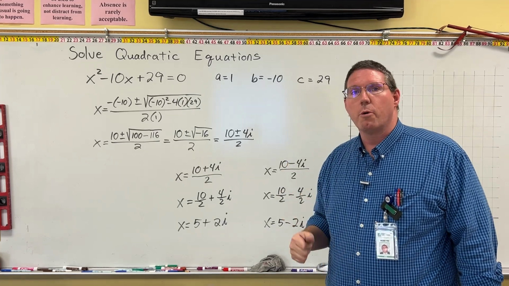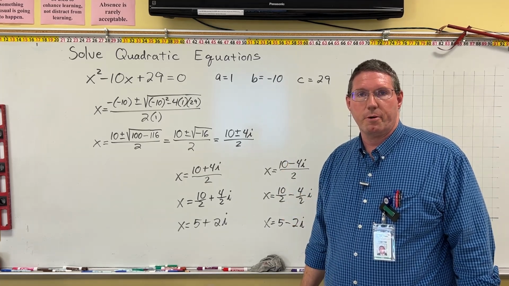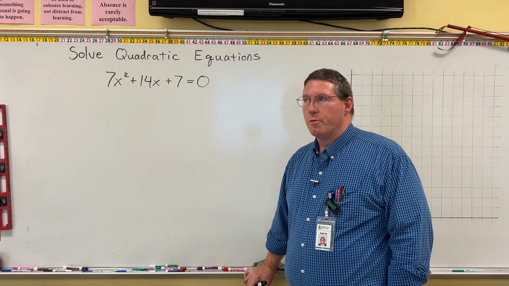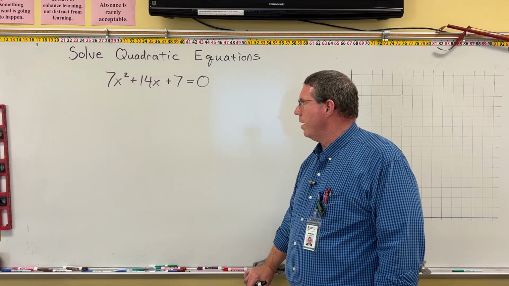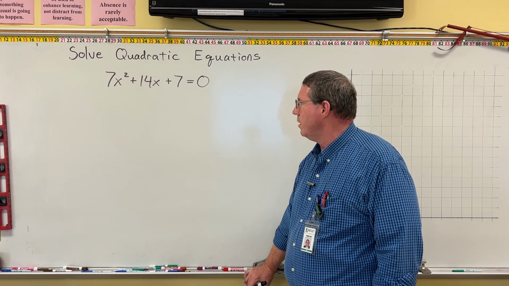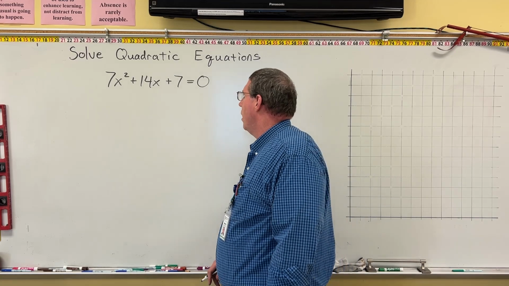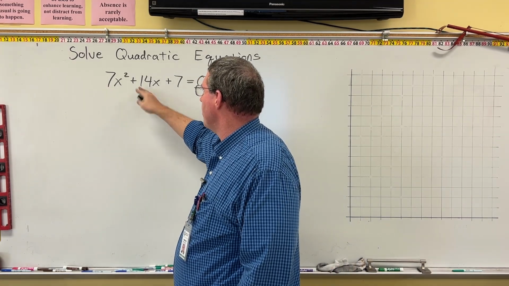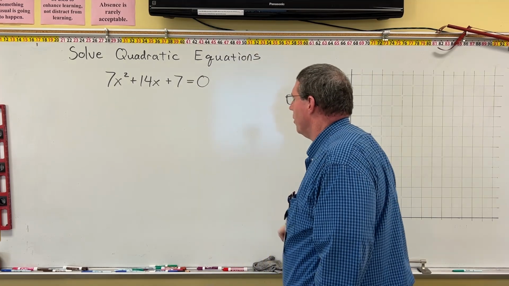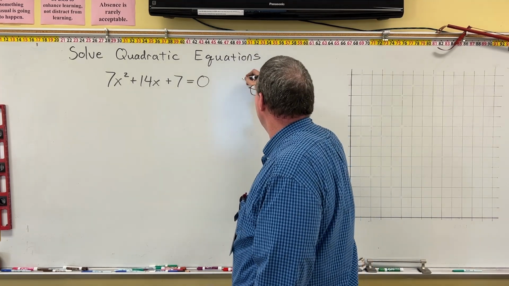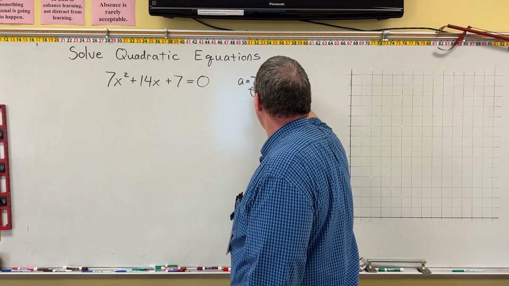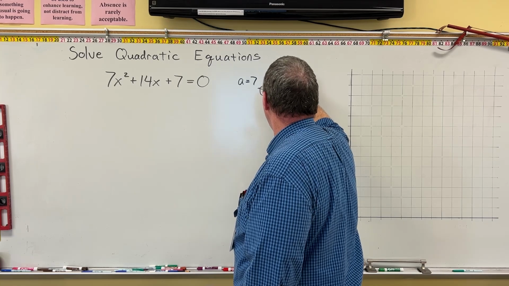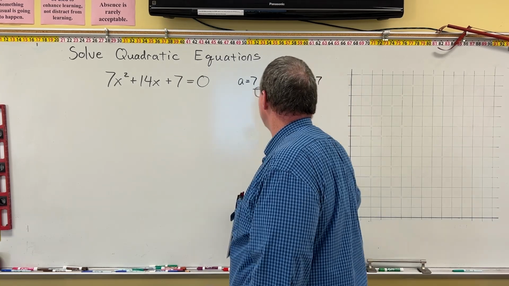Okay, I'll do one more example to wrap up this particular lesson. All right, so we've got this one here, 7x squared plus 14x plus 7 is equal to 0. And since the lead coefficient is not 1, the middle term is even, so that would be nice. But we're going to go ahead with the quadratic formula here. So we have a is equal to 7, b is equal to 14, and c is equal to 7.